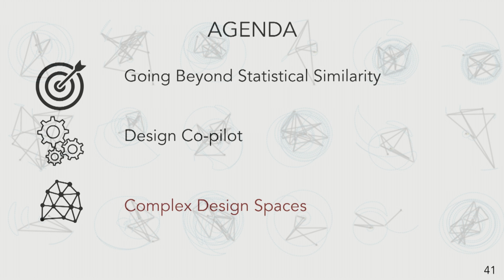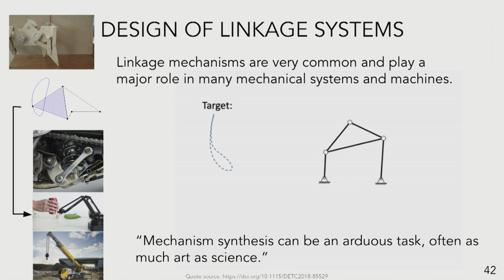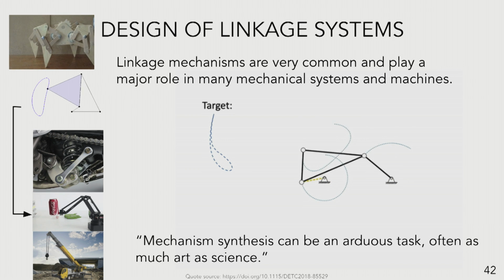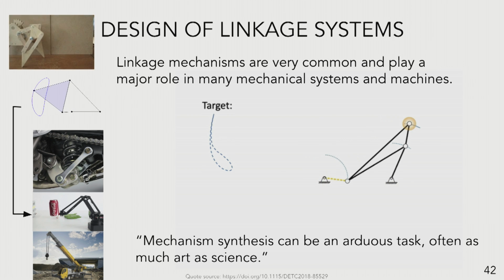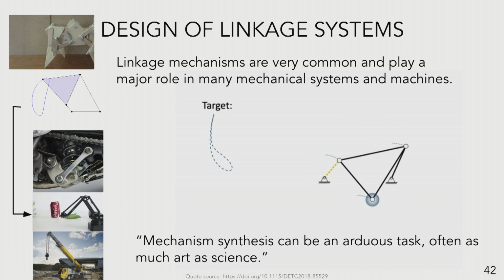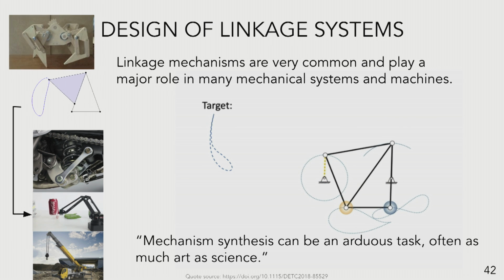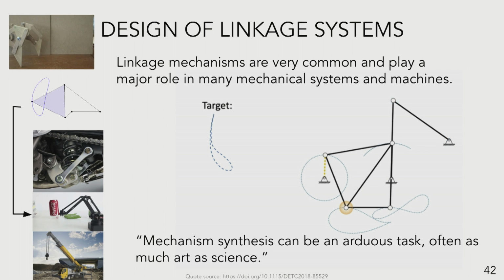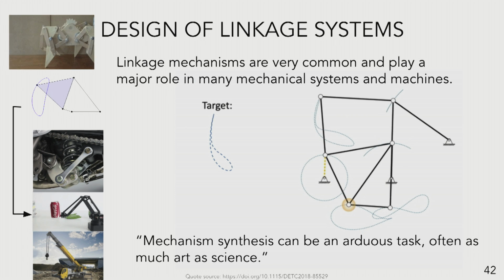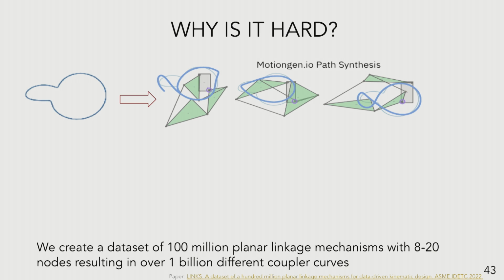So this is designing complex design spaces, where I'll take the example of linkage systems, like inverse linkage design, where you're given a target curve. This is my student trying to come up with a design. It's called mechanism synthesis, used in robot arms, cranes, and so on. So we want to come up with a mechanism given a target curve. Most people work on 4 bars and 6 bars. There is a lot of theory behind it, like decades of work. But what if we want to go beyond it?